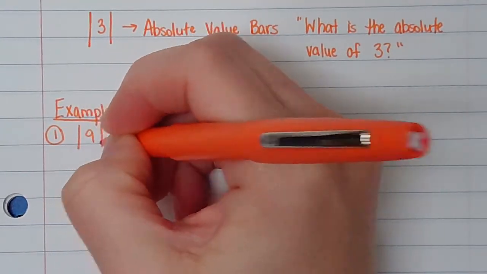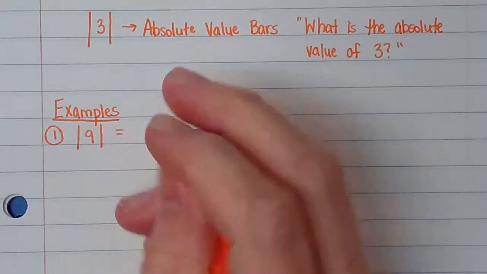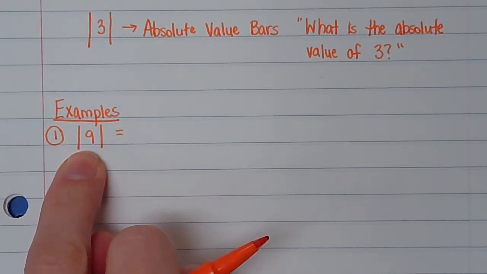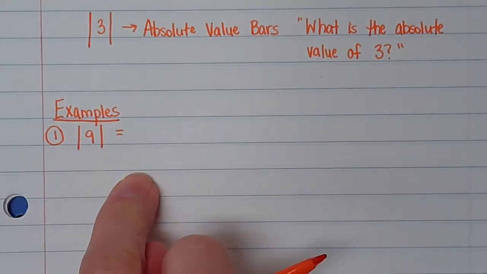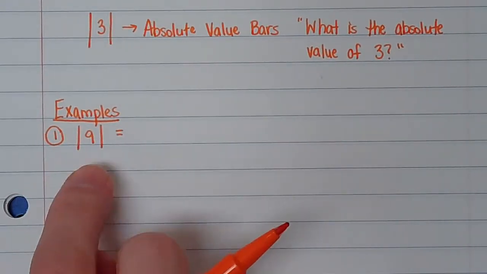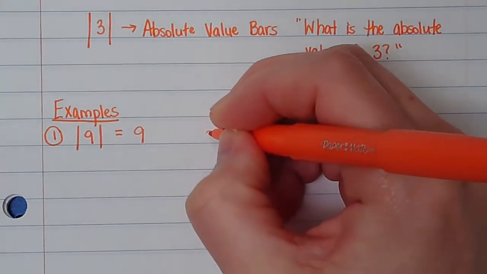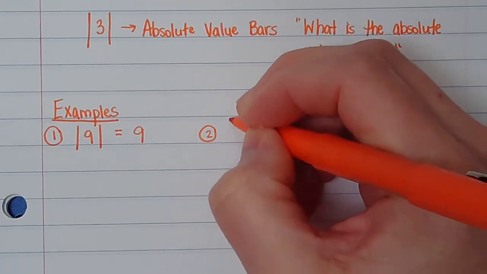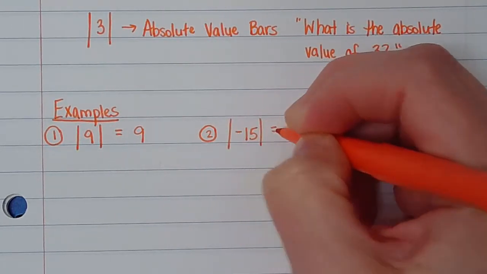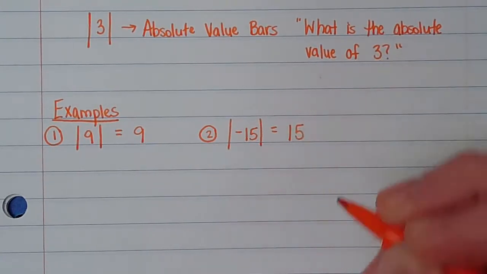All right. So this is saying what's the absolute value of 9? Okay. So if I'm standing on 0, how many times do I have to jump before I get to 9? 1, 2, 3, 4, and you keep going until you land on 9. So the absolute value of 9 is 9. Just like that. Next one. Absolute value of -15. So if I'm standing on 0, how many times do I have to jump before I get to -15? I have to make 15 jumps before I get there.